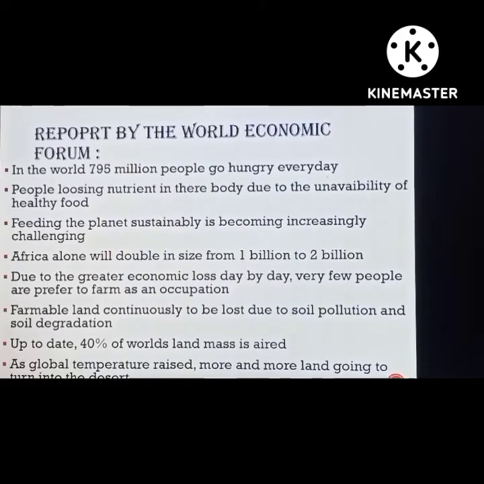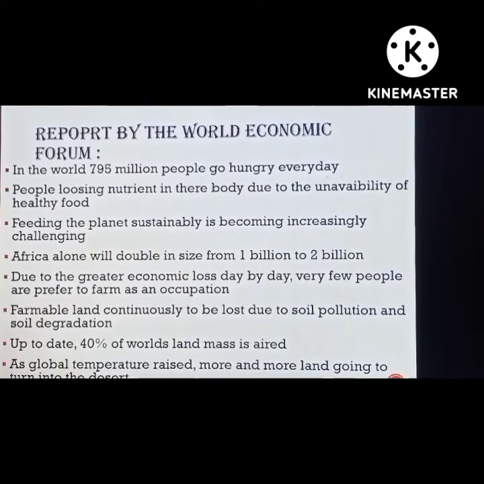Africa alone will double in size from 1 billion to 2 billion. Due to the greater economic loss day by day, fewer people prefer farming as an occupation. Farmable land continues to be lost due to soil pollution and soil degradation. To date, 40% of the world's land mass is arid. As the global temperature rises, more and more land is going to turn into desert.